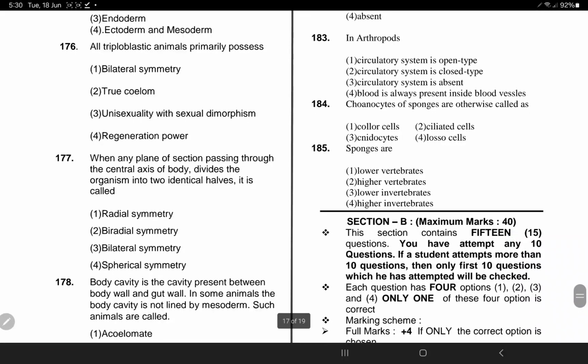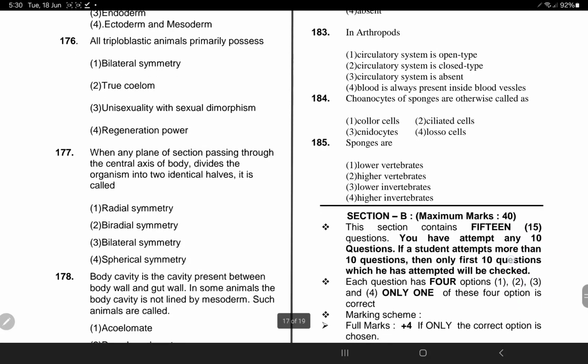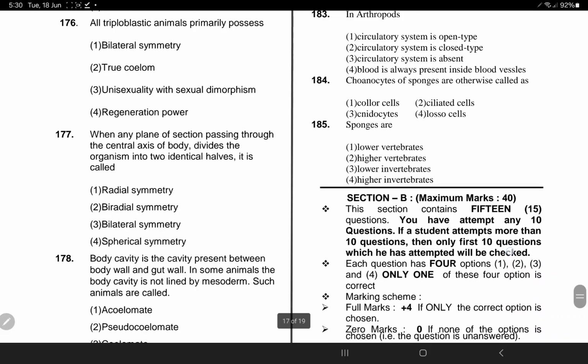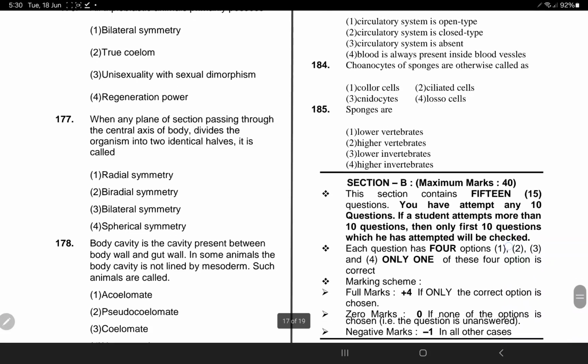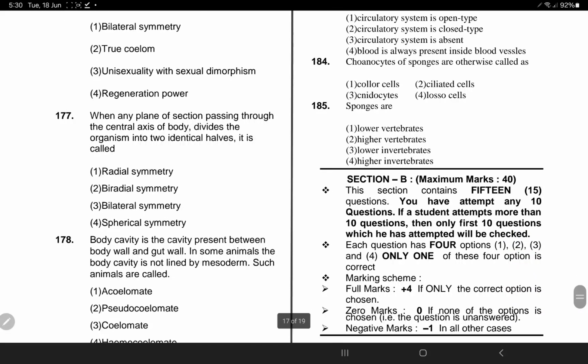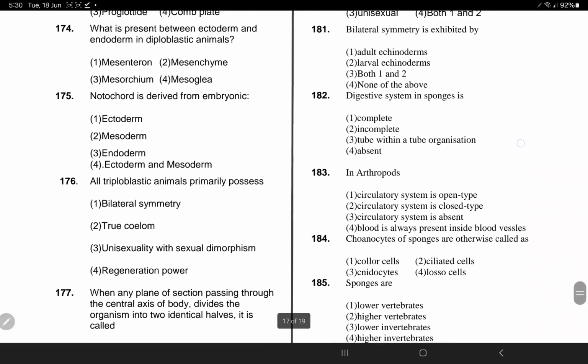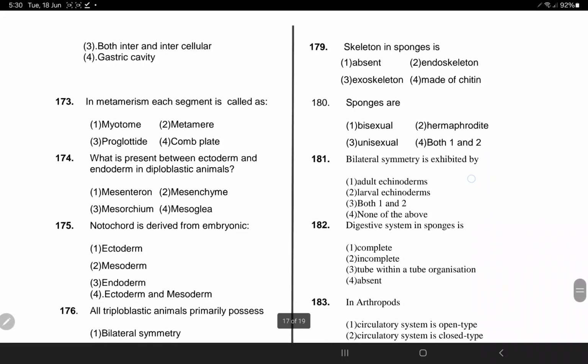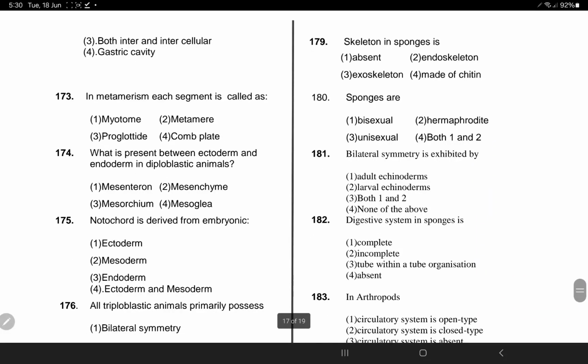Body cavity is present between body wall and gut wall. In some animals, the body cavity is not lined by mesoderm. Such animals we call pseudocoelomates. Option 2 is correct. Skeleton in sponges is endoskeleton. Option 2 is correct. Sponges are bisexual, hermaphrodite. Both 1 and 2 are correct.